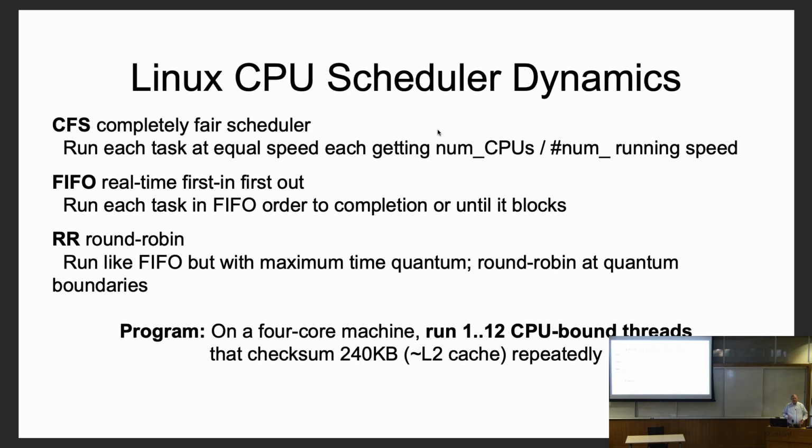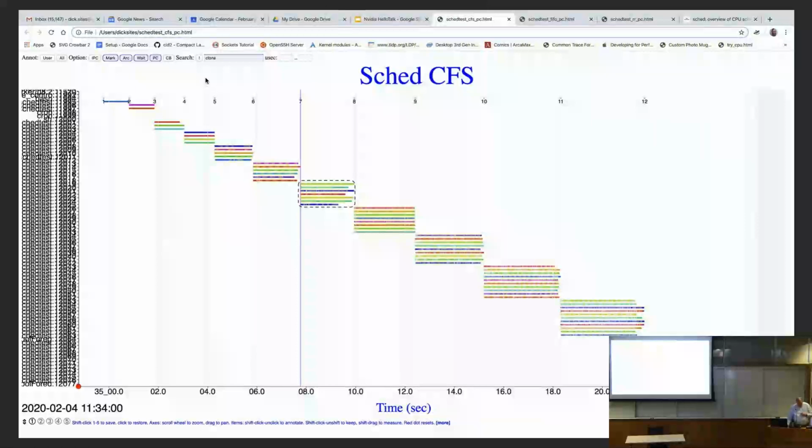So I simply ran the three different schedulers with a little program that spawns one task, and then when that finishes, spawns two, and when those finish, spawns three, up through 12. And each of those tasks simply does a bunch of checksumming of a 240 kilobyte array chosen to mostly fill up the L2 cache. And here's what they look like. We have it in time, I've sorted now by process ID instead of sorting by CPU number. Same data, different sort. Really useful.